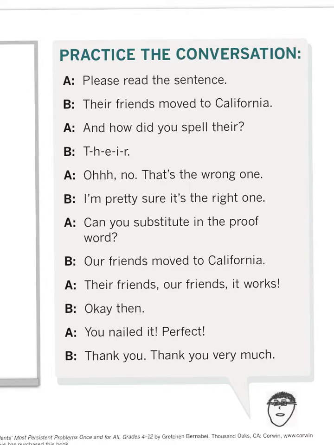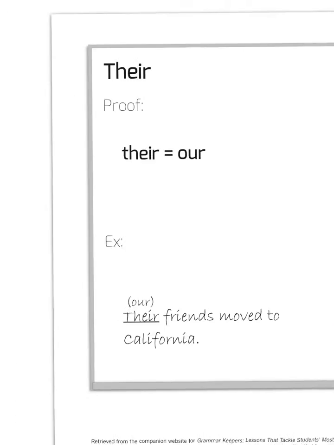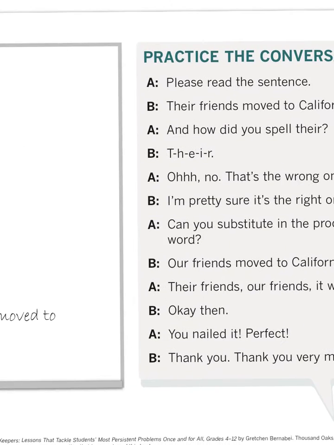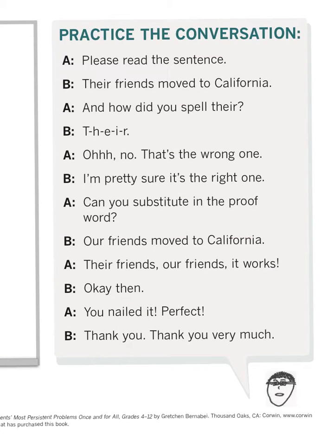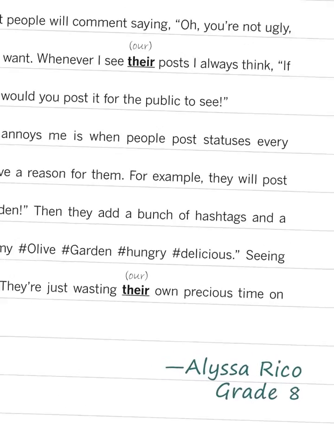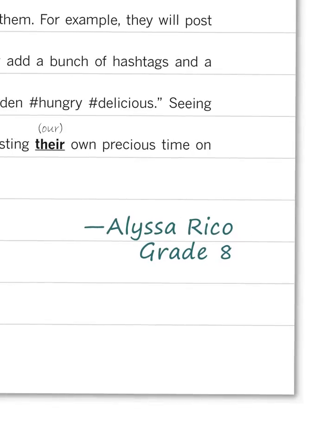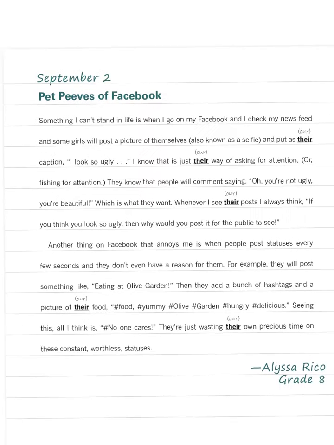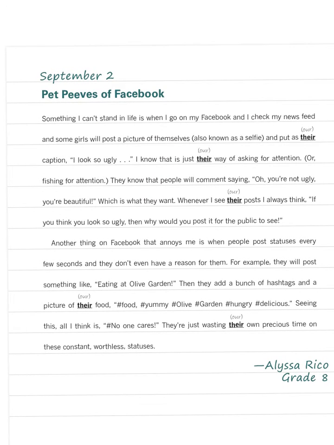Okay, so we see immediately, guys, that during this conversation the speaker has substituted the word our for their, and in the sentence, it made sense, correct? Okay, so we're going to look at one last thing. This is a journal entry from this young lady, Alyssa Rico, who says grade 8, so an 8th grader. Her journal entry is about Facebook, apparently.